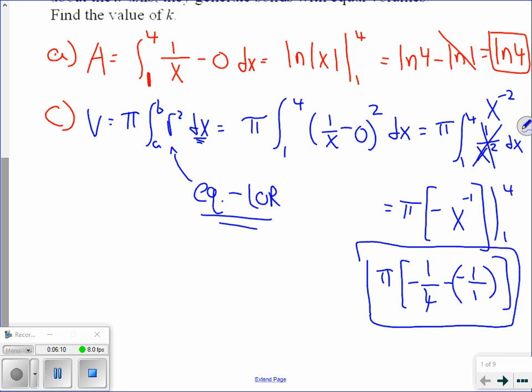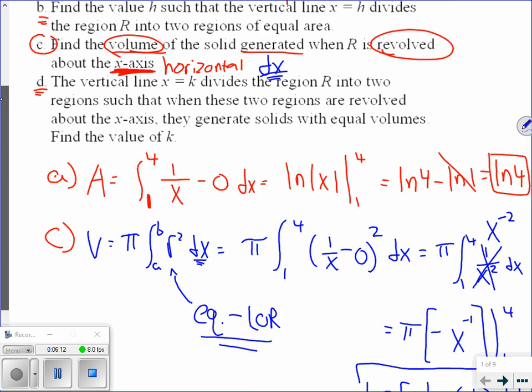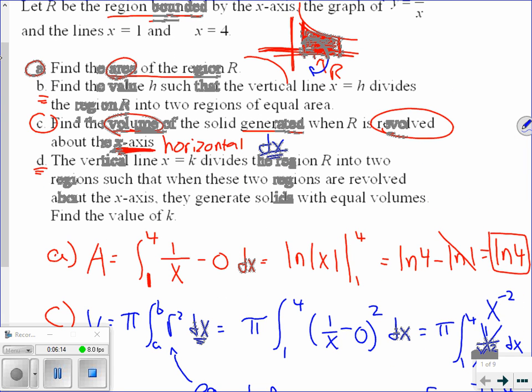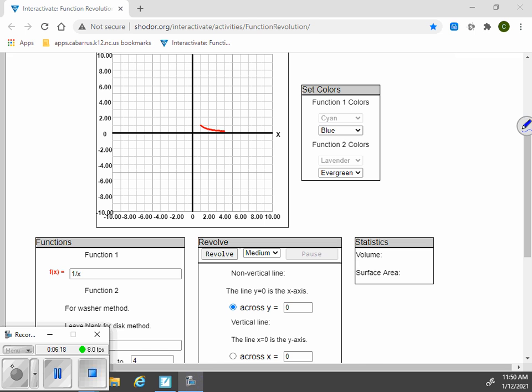Okay. So just to give you a visual of what we just found here, and to show you again what's happening, I'm going to use that website. So on this website, I've actually graphed 1 over x between 1 and 4. You can see that clearly with this red line here. And I've made the shaded region between the curve and the x-axis. All right, look what happens when I revolve it.